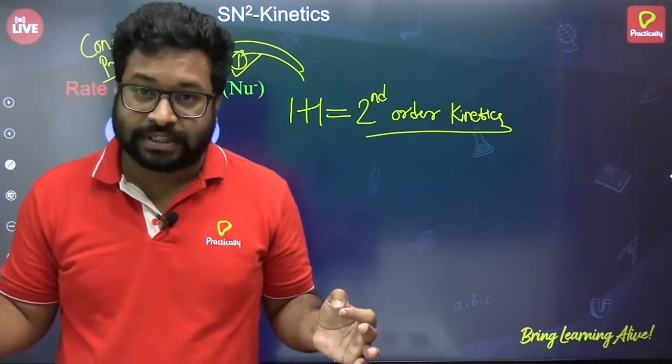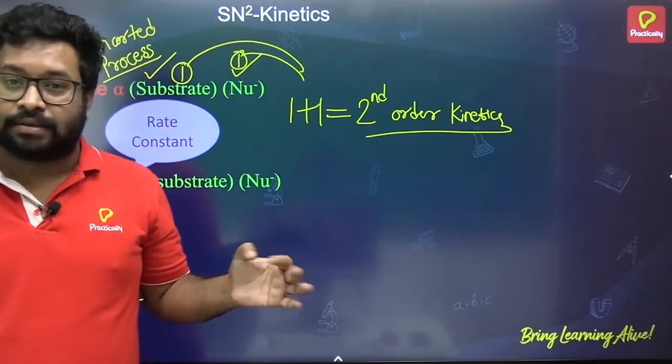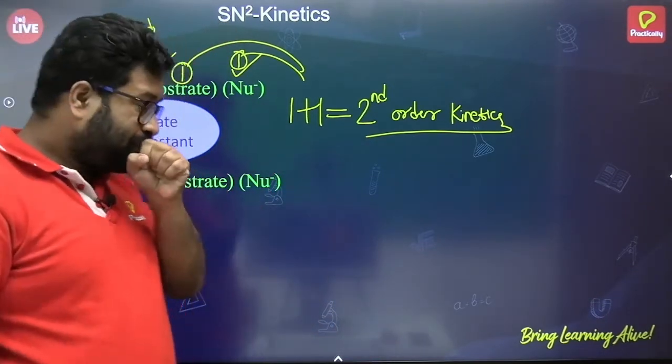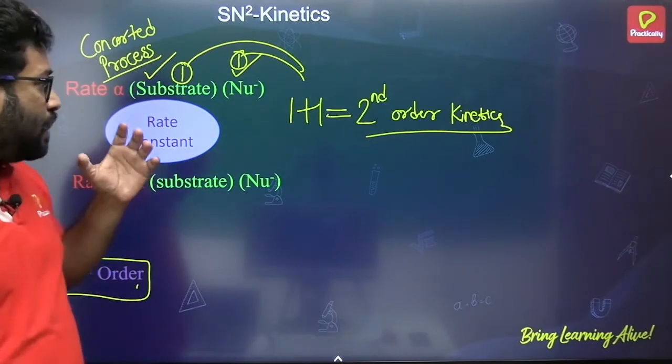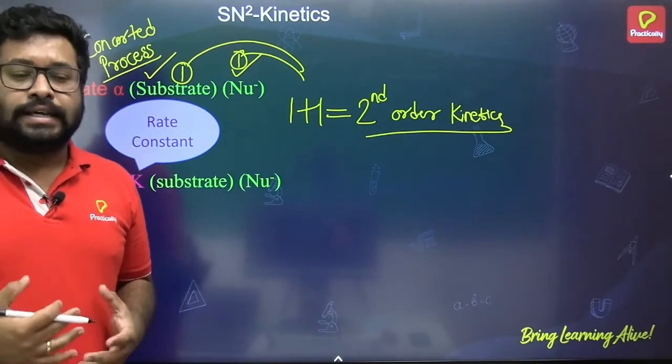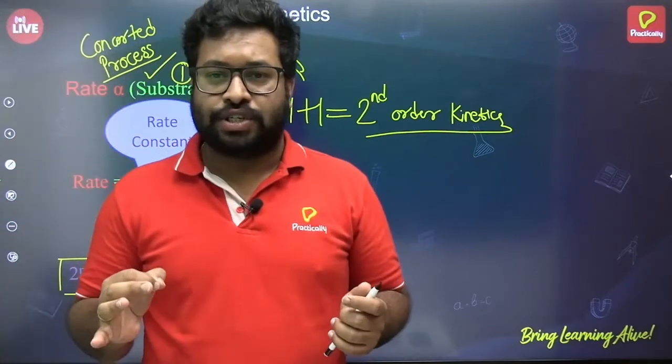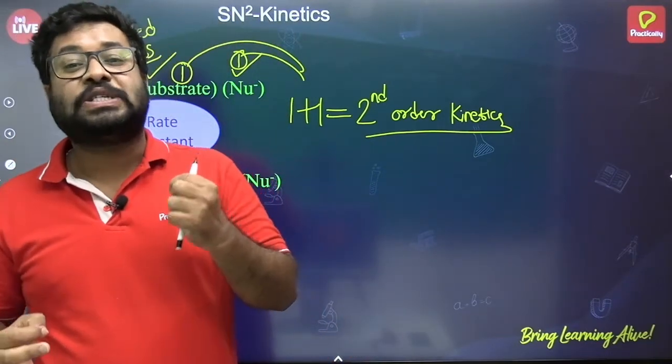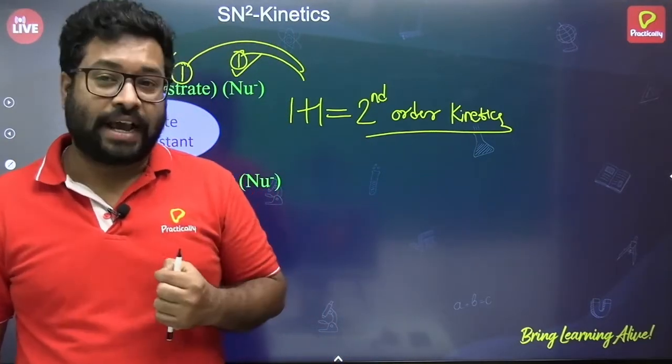Basically, it's a simultaneous process. Now, you need to understand that the rate of the reaction is decided by those species which are present in the slowest step of the reaction. What is that?